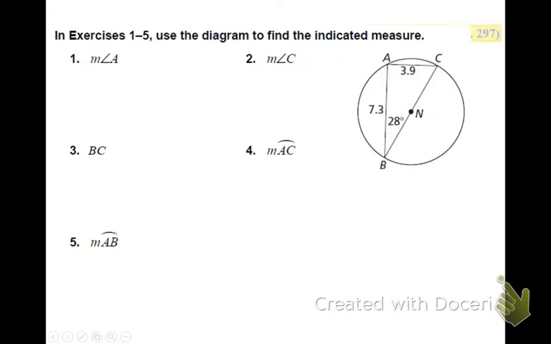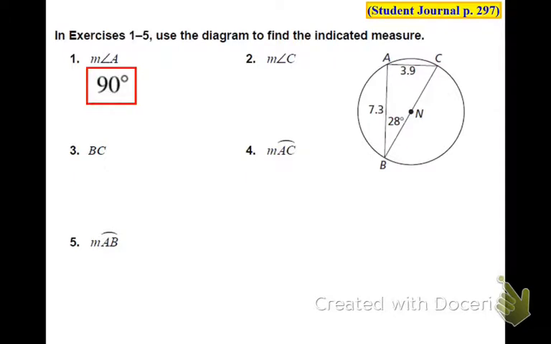All right, so we're going to use this on the next page. This is from your student journal. We have a diameter of BC, so this is my hypotenuse. BC is my hypotenuse. So where is my right angle? Angle A is my right angle. The very first question says find the measure of angle A. So that would make it 90.